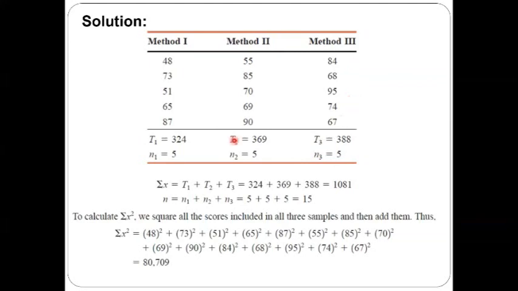For the summation, we just add them all. As we said, it is based on the problem, and in our problem we have 3 T values. We add T sub 1 plus T sub 2 plus T sub 3, which is equivalent to 1,081. For N, we have N sub 1, N sub 2, and N sub 3, and when we add them we get the value of 15.